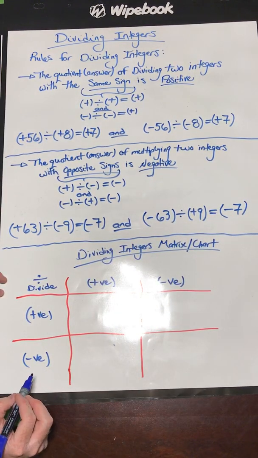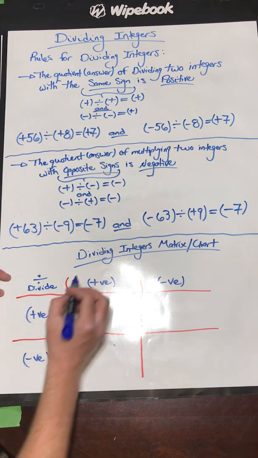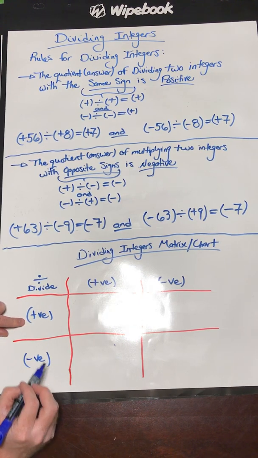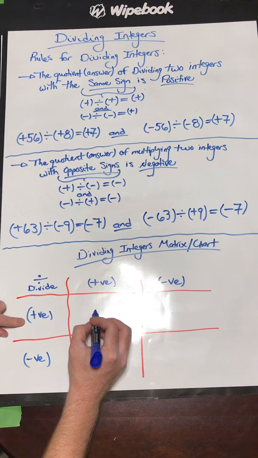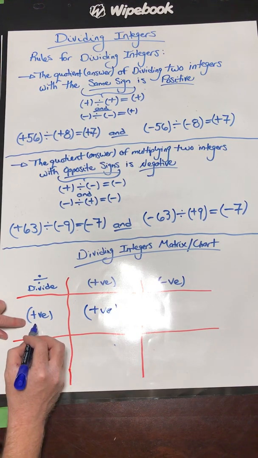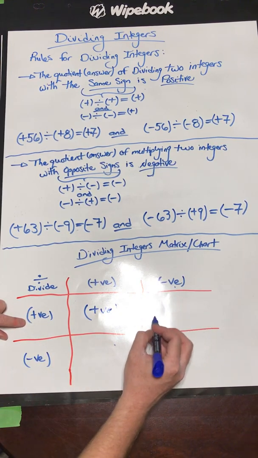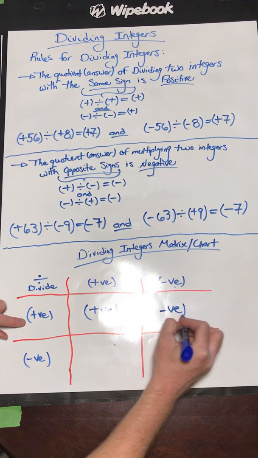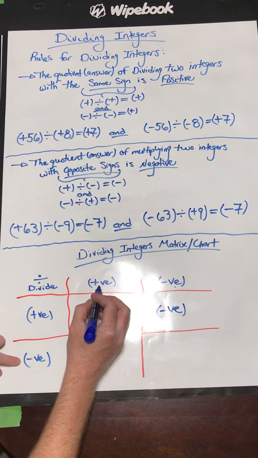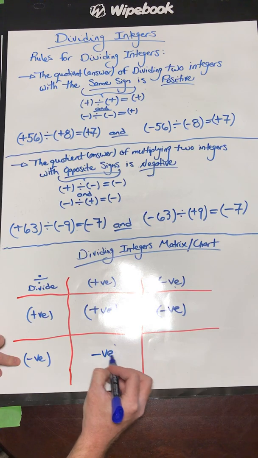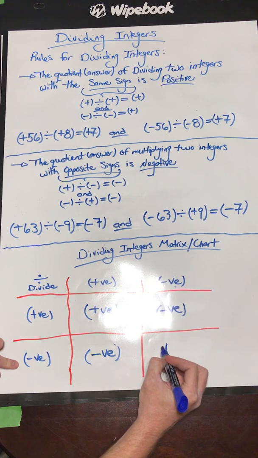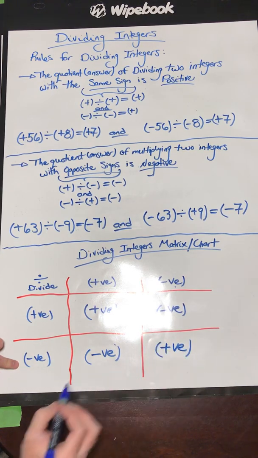So similar to multiplying integers, we have a dividing integers matrix or chart. If I have a positive integer divided by a positive integer, it's going to result in a positive integer as the answer. If I have a positive integer divided by a negative integer, it is going to result in a negative integer as the answer. If I have a negative integer divided by a positive integer, it is going to result in a negative integer as the answer. And if I have a negative integer divided by a negative integer, it's going to result in a positive integer as the answer.